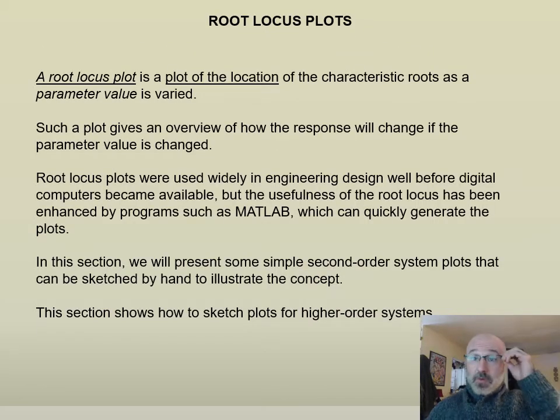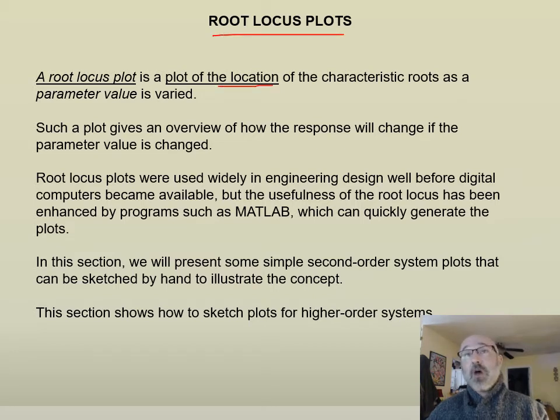So the first thing that we want to focus on here is, what is a root locus plot? Well, this is a plot of the location of the characteristic roots as a parameter value is varied. So we'll go through a couple different examples of how we can vary different parameters within that to double check how we can optimize our system. So these are basically going to be an overview of how the response is going to change if whatever parameter value we're varying is changed.